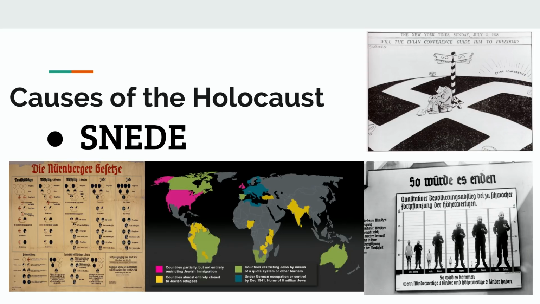The Evian Conference occurs in 1938. It was a conference between European countries where they were going to decide how they were going to deal with this flow of Jewish people trying to flee Nazi persecution in Germany. And some of these countries set up quotas. And if you look at this map that I have down at the bottom of this slide, you can go through and read a little bit about what countries were taking Jews, what countries were not.